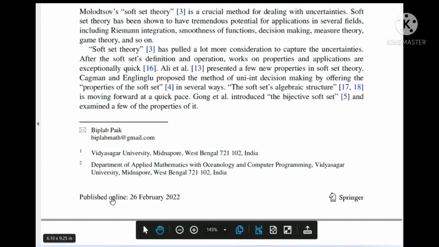The online published date is 26th February 2022.